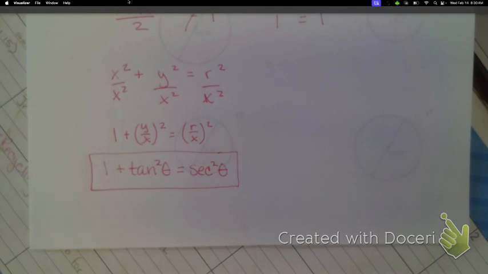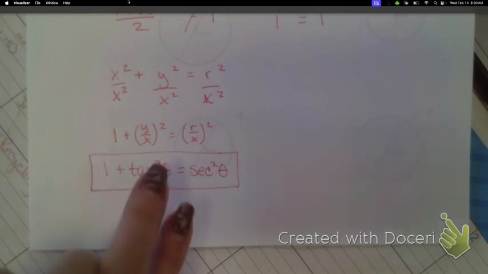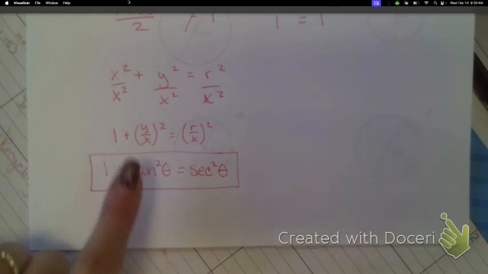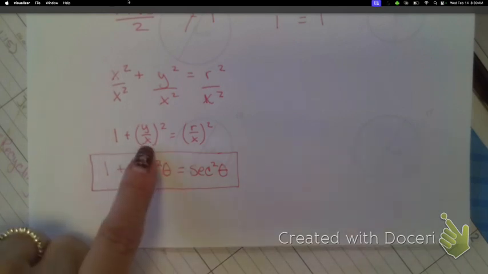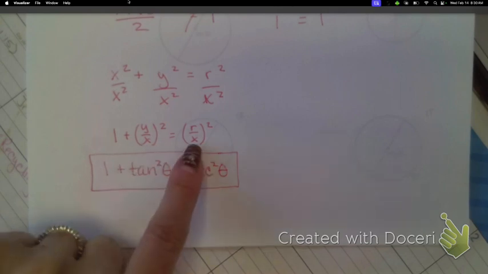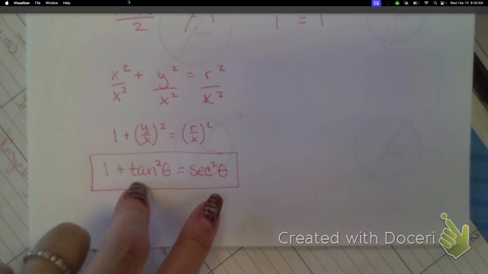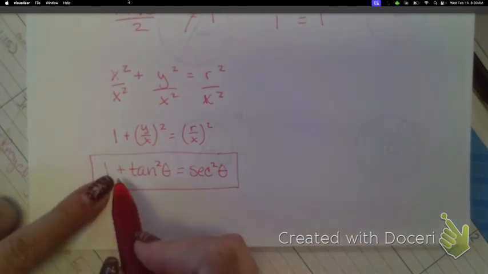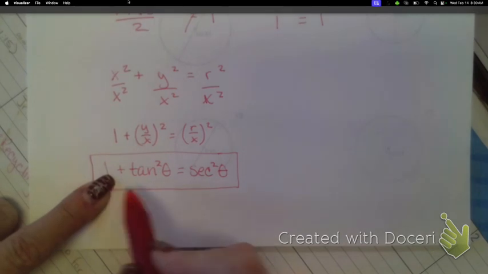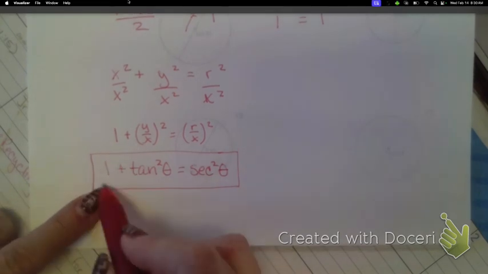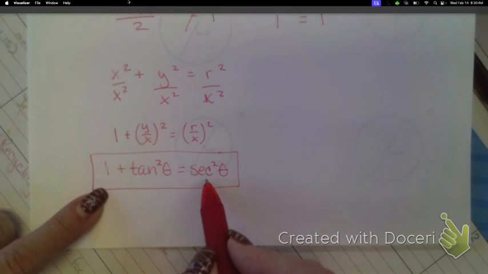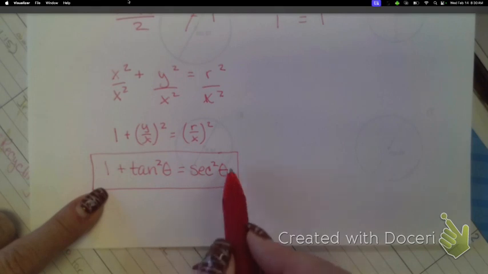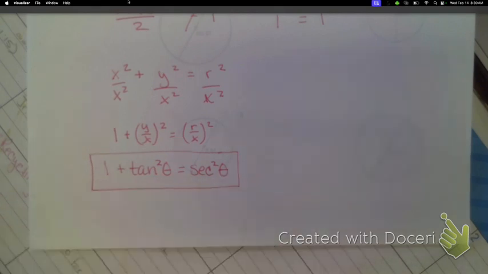Now, how am I going to remember that tangent and secant are the ones that go in this? What's in the denominator of tangent? X. What's in the denominator of secant? X. So that's how we're going to remember it's tangent and secant. Now, can I move the tangent over and take the square root? Could I take the square root of this and get secant? Could I subtract the 1, take the square root, and get tangent? So I can do all that manipulation.